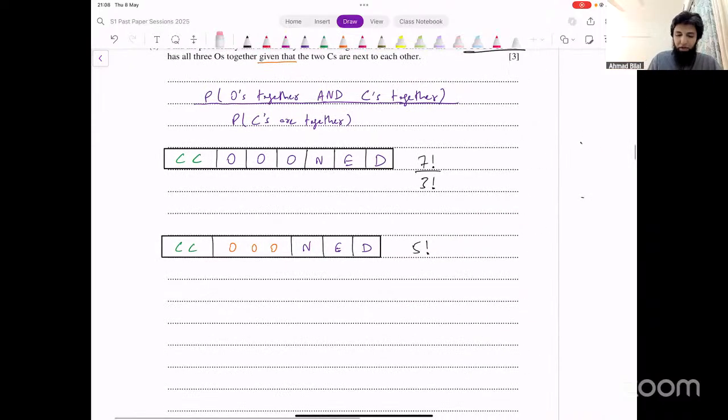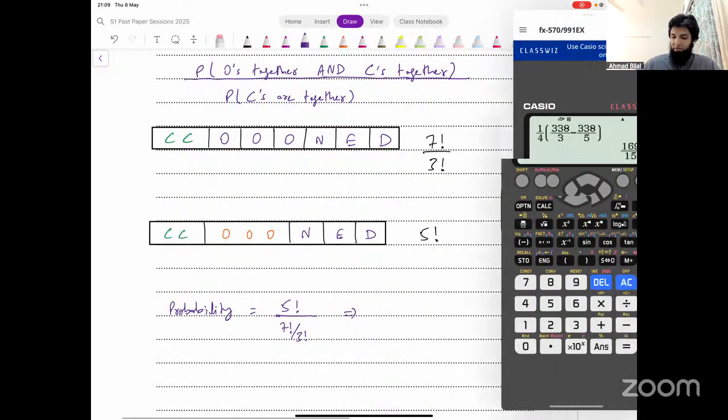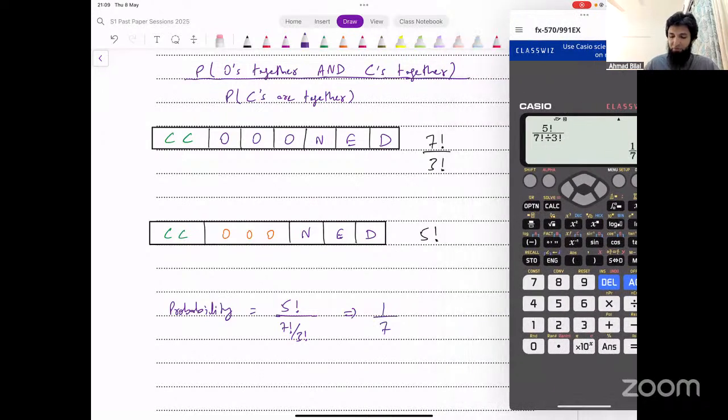So what's your numerator going to be? In that probability, the numerator is going to be when both conditions are met. That's 5 factorial. And denominator, when the C's are together, that's 7 factorial over 3 factorial. That's what the denominator is. And you can see what this turns out to be. That's 5 factorial divided by 7 factorial divided by 3 factorial in the denominator. And that gives us the result. The probability turns out to be 1/7. That's what we were looking for.